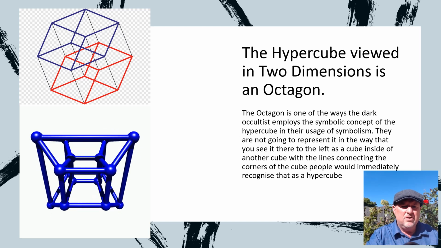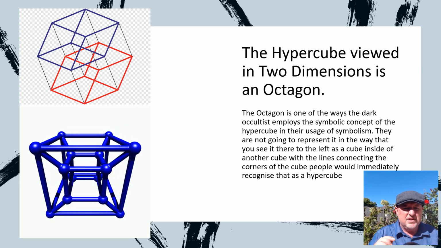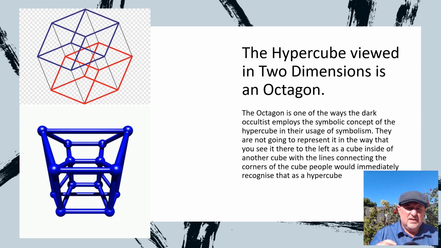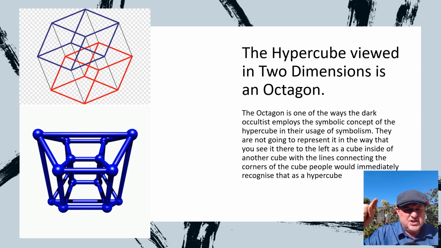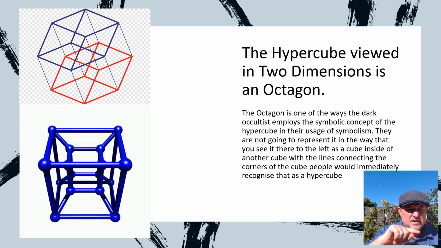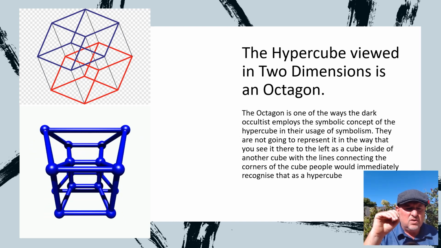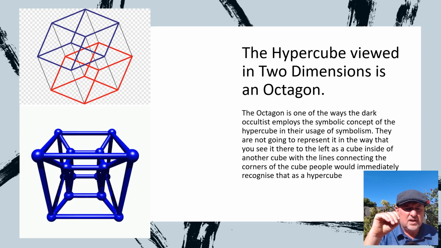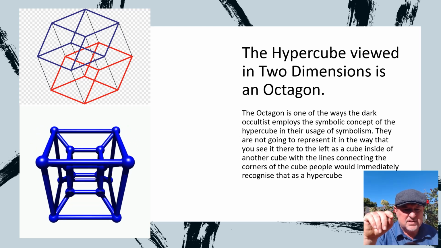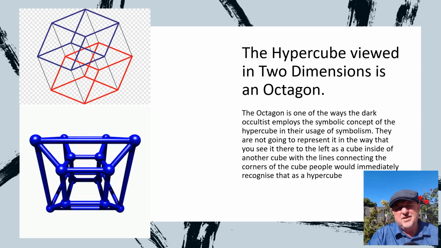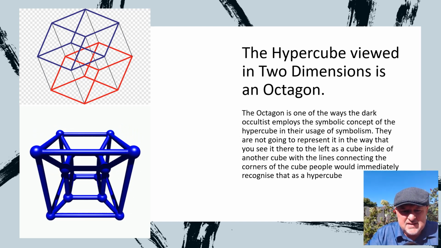The hypercube can be viewed in 2 dimensions. As such, it is viewed as an octagon. To understand this, imagine an outline in the shape that forms an octagon. The octagon is one way to think of the dark occultists and how they employ the symbolic concept of the hypercube and their usage of this symbolism. They're not going to represent it as an easy way for you to see it.